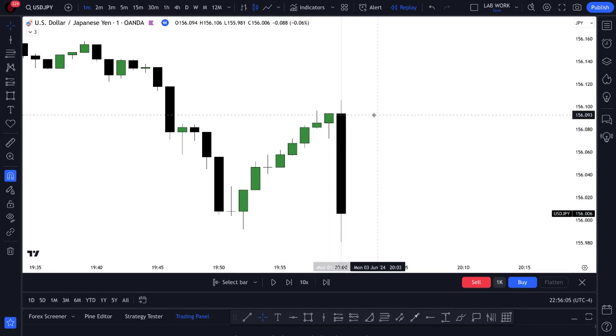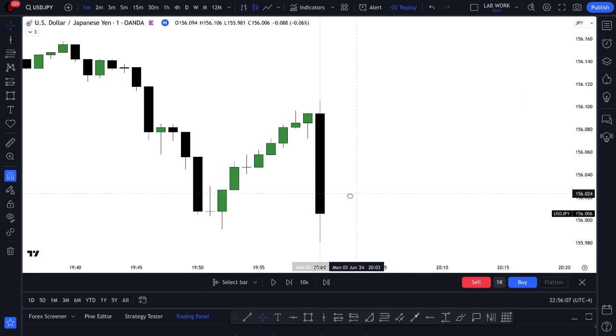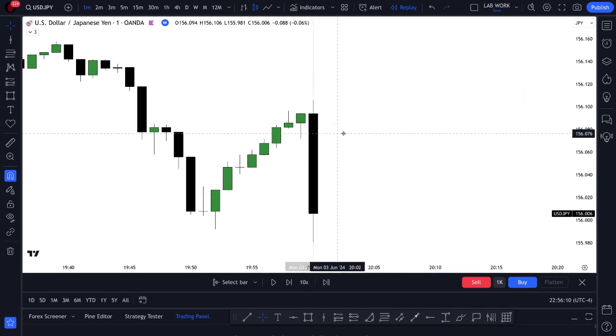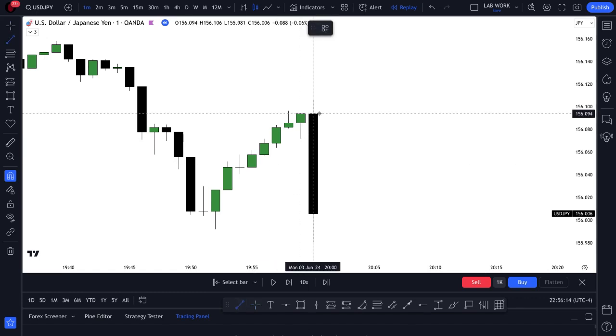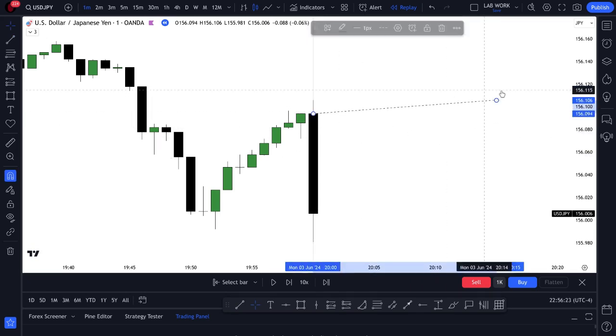So it's a smash candle and it's an outside bar too. So you got 2 for 1. These are all Larry Williams concepts if you're not familiar with it. And what I did was I said if price gets back up to this candle's high, I would look to go long here. You could also look to go long at the open as well.